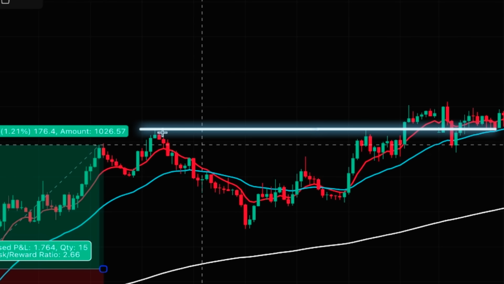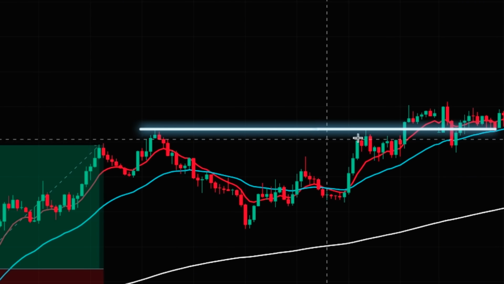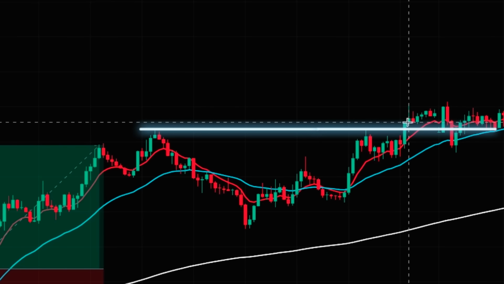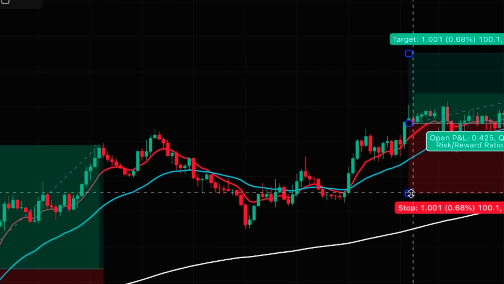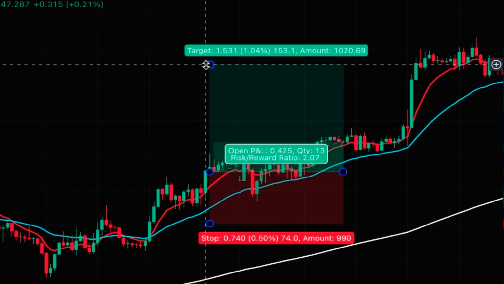We marked the previous swing high, which is the starting of this pullback, and at this point you can see that we got a candle closed above this level. So in practice we could enter a long position at this point with the stop loss below the blue EMA and profit target at 1.5 risk to reward ratio.